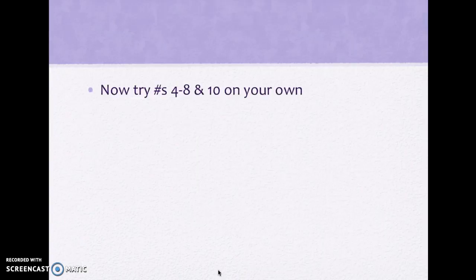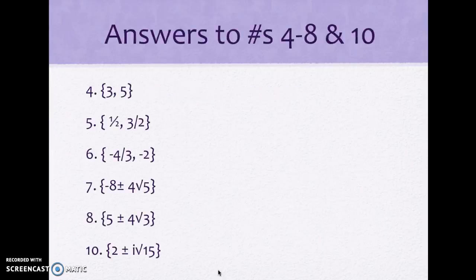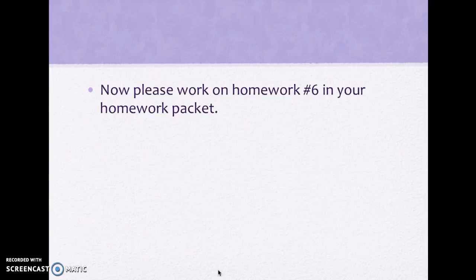Now, I would like you to try numbers 4 through 8 and 10 on your own. Go ahead and pause the video while you do those, and then come back to check your answers. Here are the answers for numbers 4 through 8 and 10. Go ahead and pause the video while you check your answers, and if you need to do additional work or ask me, that is perfectly fine.